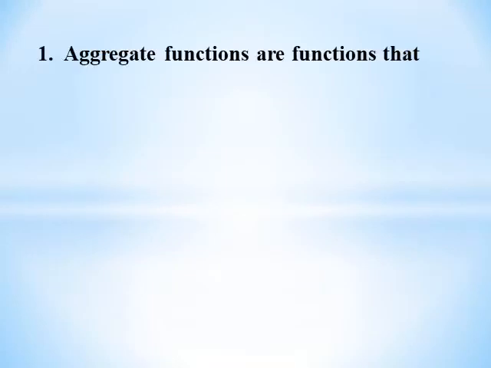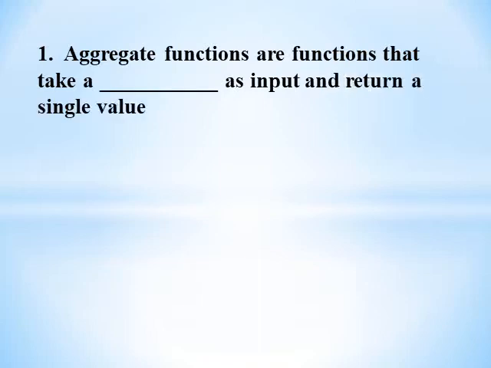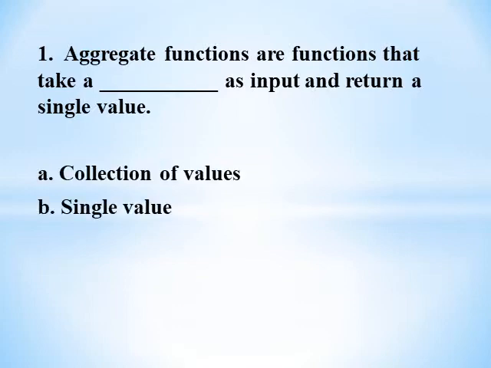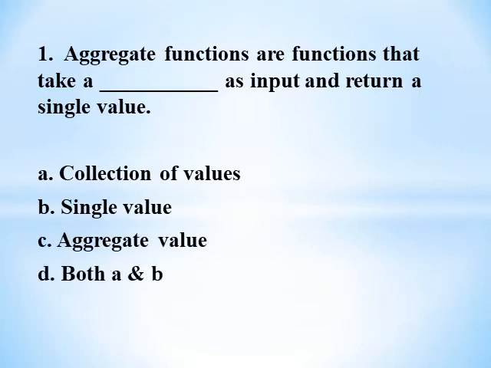Our first question is: aggregate functions are functions that take a fill in the blank as input and return a single value. Options are collection of values, single value, aggregate value, and both A and B. Aggregate functions are the functions that take a collection of values as input and return a single value. These functions are like min, max, count, sum, and average. So the correct answer is collection of values. Let's see the second question.